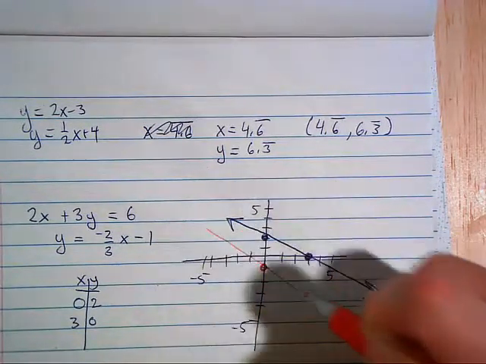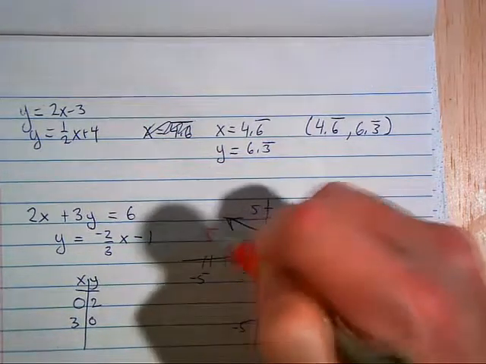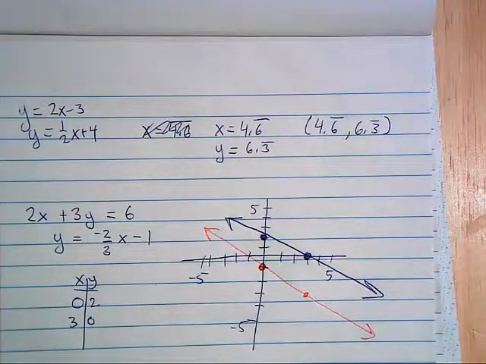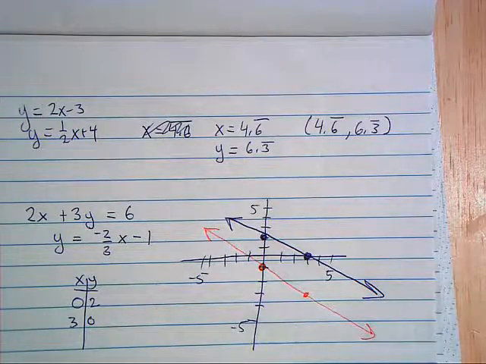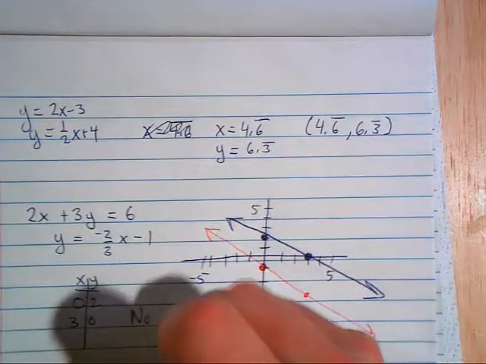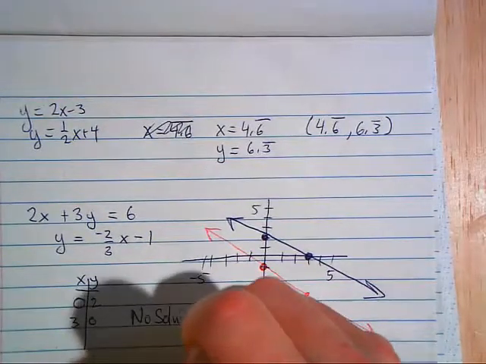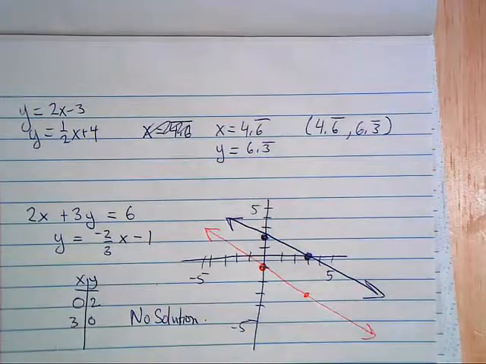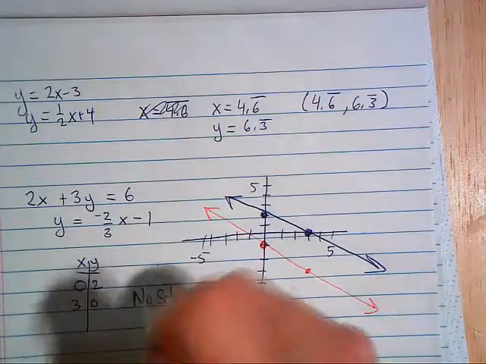And we see in this situation, well, we're supposed to see anyway, we have two very special lines. The two lines are parallel. And that will happen on occasion. So when the two lines are parallel, there are two correct answers you can give me. You can write no solution. Or the answer you can give me is inconsistent.